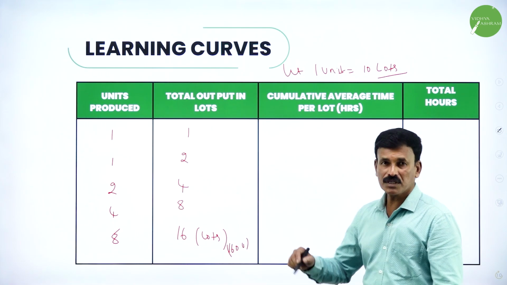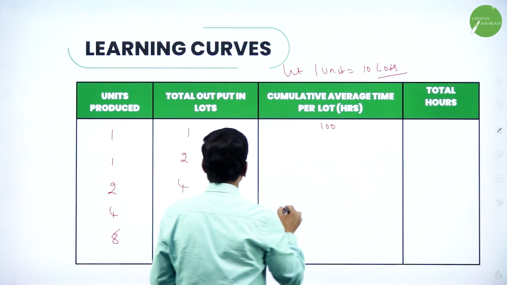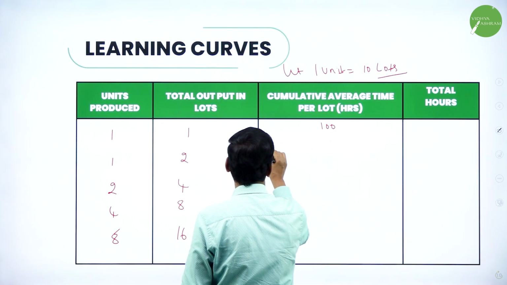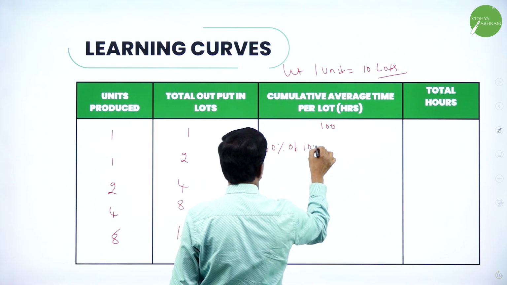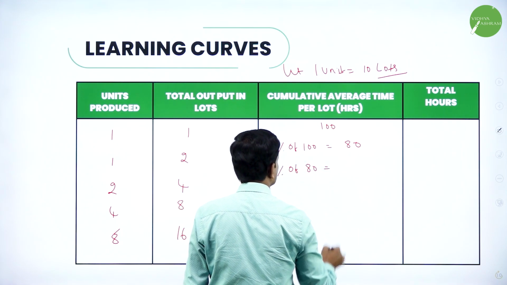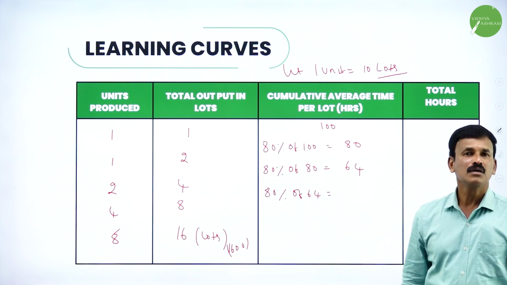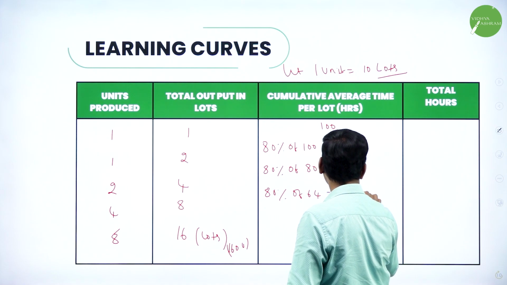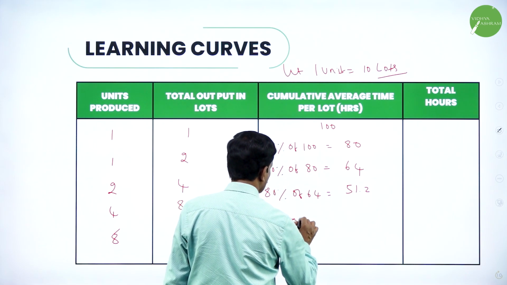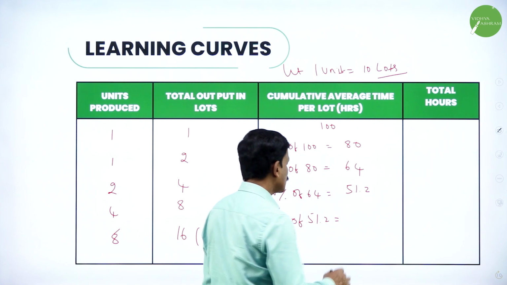Now, simplify this. Initially, what is given? A company requires 100 hours. So, initially it is 100 hours. Now, what is the learning effect? The learning effect is 80%. 80% of 100 is 80. Similarly, 80% of 80 is 64. Again, 80% of 64 is 51.2. Now, the last one, 80% of 51.2 is equal to 40.96.